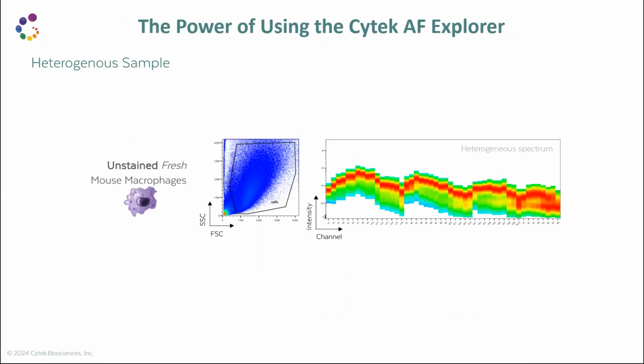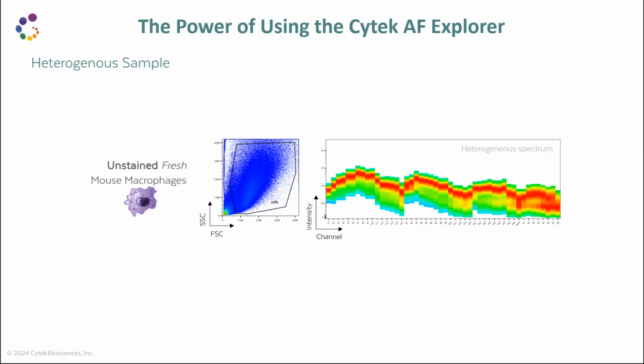One more example, and this time to show you a heterogeneous sample that has been acquired in the spectral mode, and then we have used the Cytek Autofluorescence Explorer to understand the heterogeneity in there. These are mouse macrophages. From the scatter plot, you can tell it's all over the place, right? Low complexity, high complexity in the cells. And if we look at the signature, it's the same. For every single detector, you have intensity values that go from low to high.